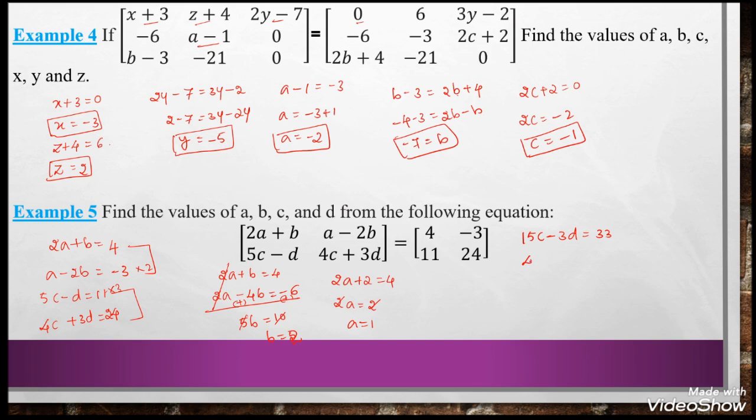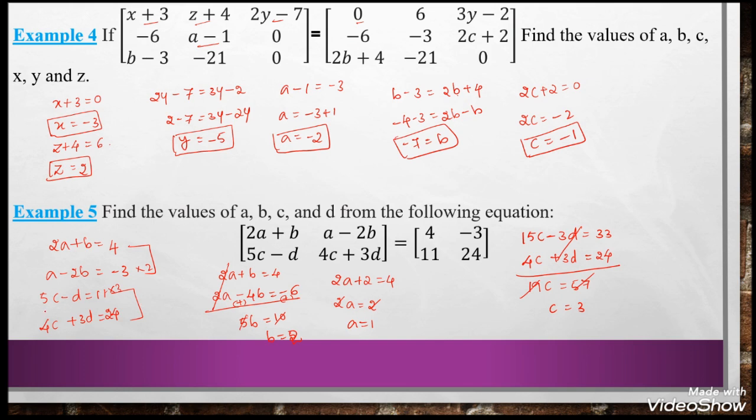Again, 4c plus 3d is equal to 24. We have to take addition. 15 plus 4, 19c is equal to 33 plus 24, 57. The value of c becomes 57 by 19, 19 ones are 19, 19 threes are 57, so c is 3. Okay. We got the values: a is equal to 1, b is equal to 2, c is equal to 3.